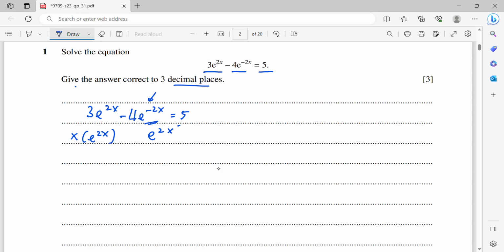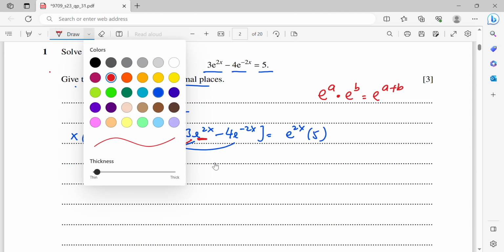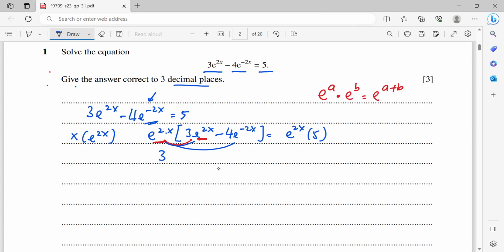So e^(2x) multiplied with 3e^(2x) minus 4e^(-2x) equals e^(2x) multiplied with 5. Next step is going to be the expansion. To solve the expansion, our formula is e^a times e^b equals e^(a+b). I'm going to apply this formula to simplify it. First is e^(2x) multiplied with 3e^(2x). So you will be getting 3, then e^(2x) multiplied with e^(2x) will be e^(2x+2x) according to the formula. That means I'm getting e^(4x).